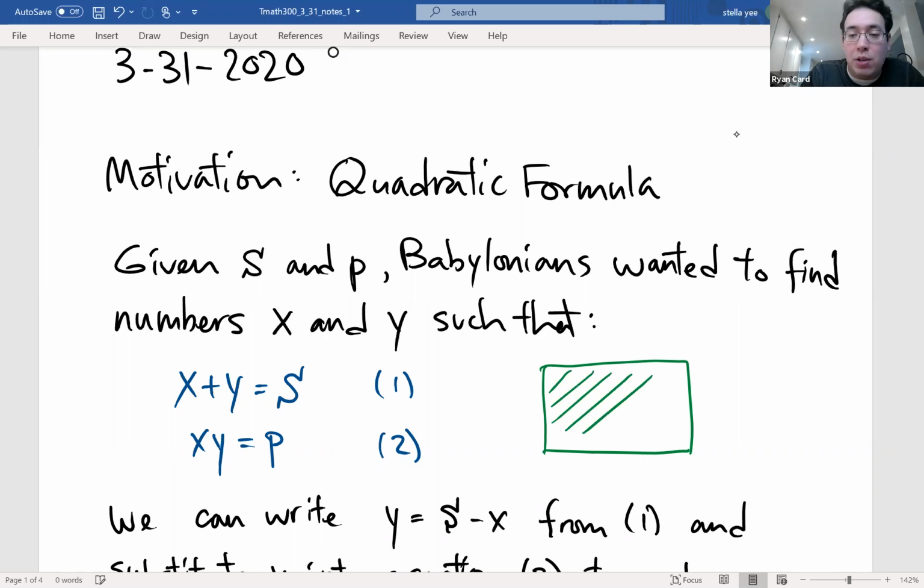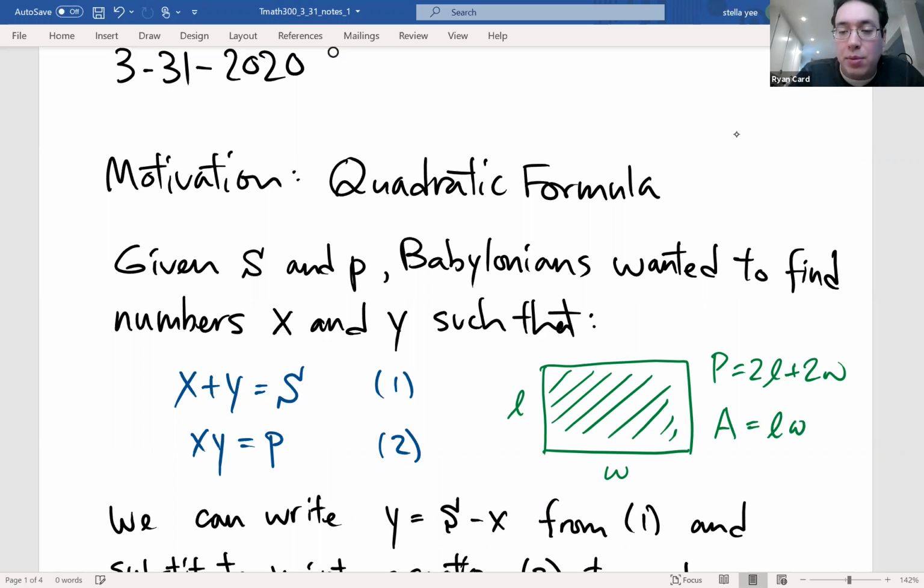and we're given two pieces of information. Let's say this is length and width. The perimeter is 2L plus 2W, and then the area is given by length times W. Notice that the perimeter is 2 times length plus width, right?